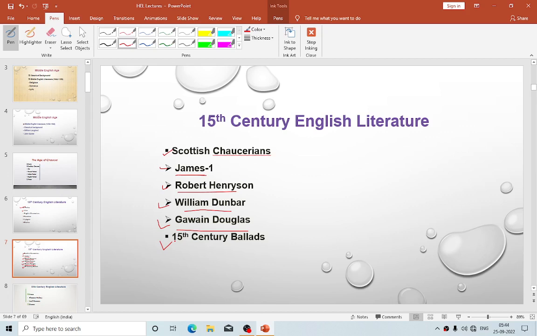The next poem is Chevy Chase, C-H-E-V-Y, C-H-A-S-E, Chase. This is the most famous of the ballads. It has been called a little epic. It describes in a purely martial style the gallant fight between two border lords, Percy of Northumberland and Douglas of Scotland. The incident is historical, or at least semi-historical, and that incident took place early in the 15th century.